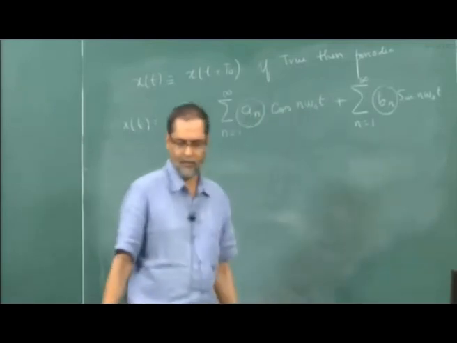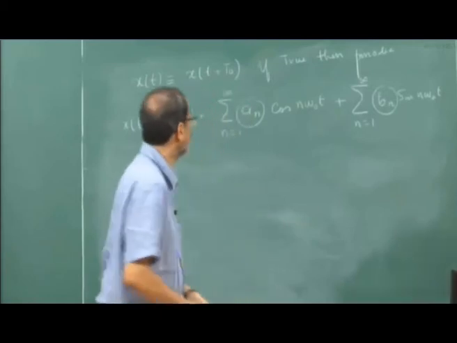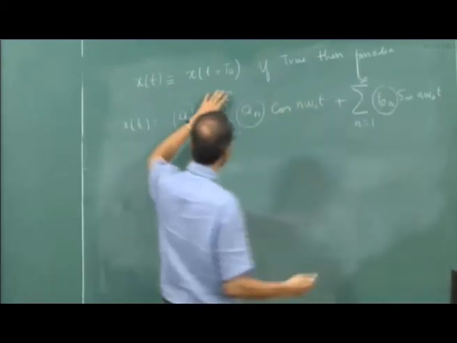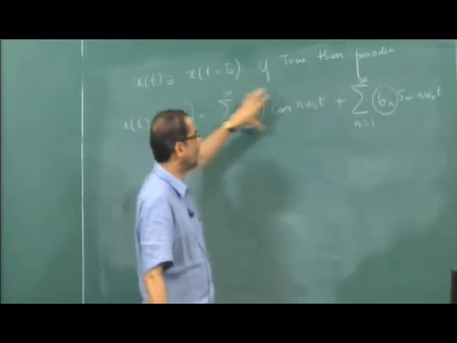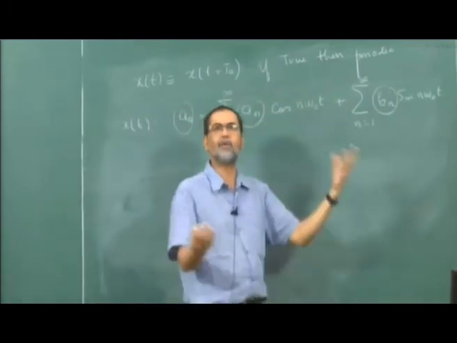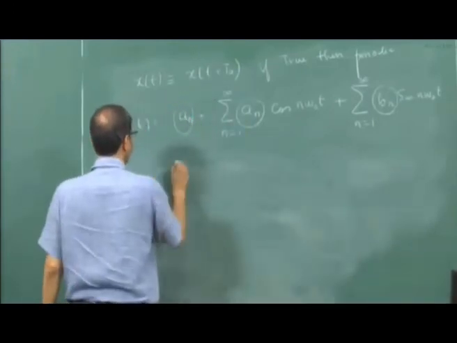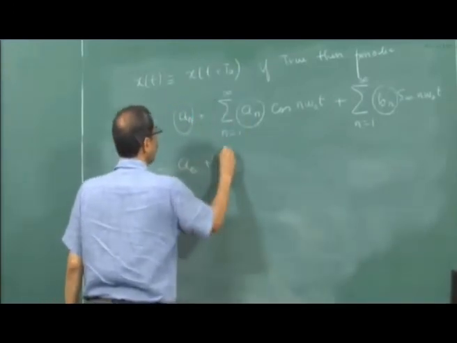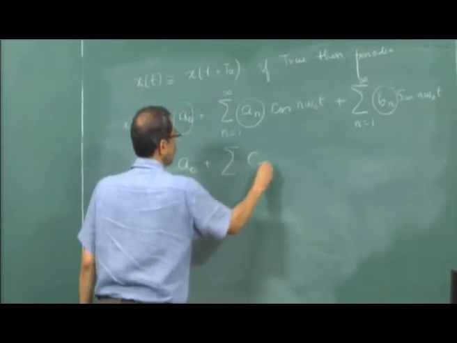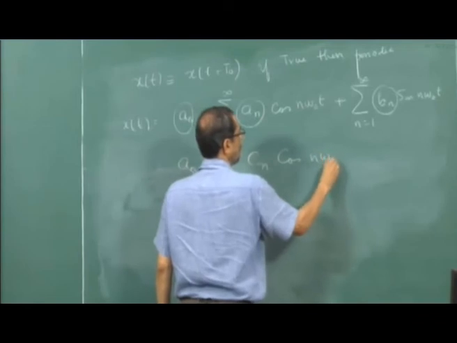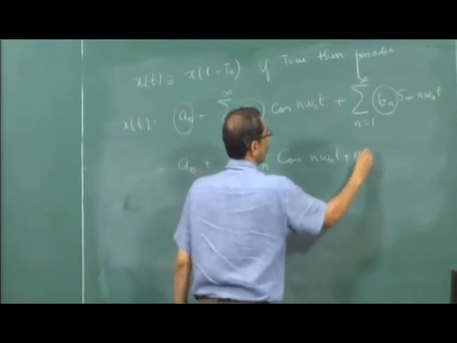I don't know whether Fourier himself did this or not. So you can combine an. This is a summation that goes from 1 to infinity. This is a summation that goes from 1 to infinity. So you can collect the terms of the same n and show that this is an plus Cn cosine n omega naught t plus theta n.